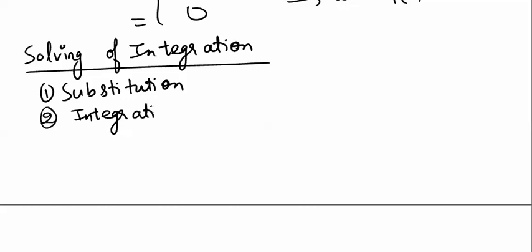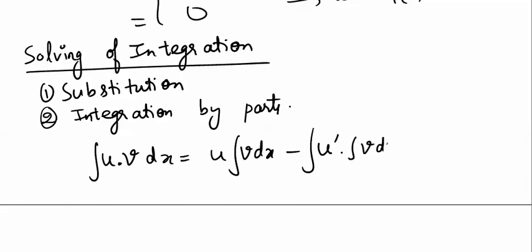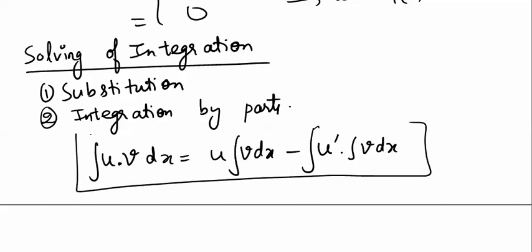Integration by parts. For example, if you have integration of u into v dx, it is nothing but u into integration of v dx minus integration of derivative of the first into integration of the second, right? So this is integration by parts.